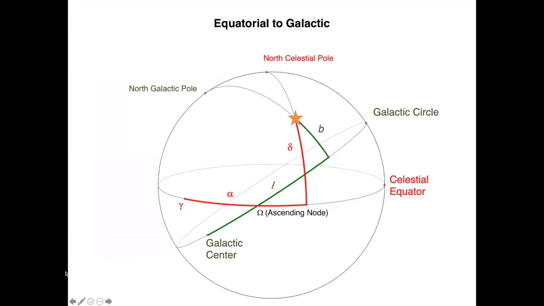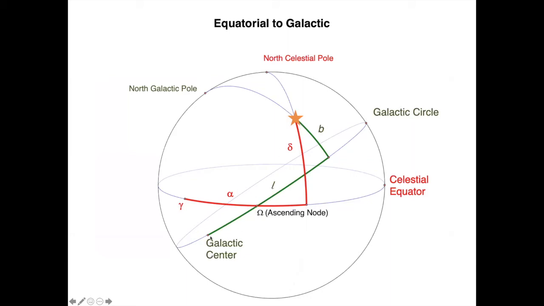So to pass from equatorial to galactic coordinates, what you do is the same thing that we did before. You have the vernal point in here. You go from the vernal point along the celestial equator to the vertical circle of the star, and that's the right ascension. And then from the equator to the star, there's the declination.